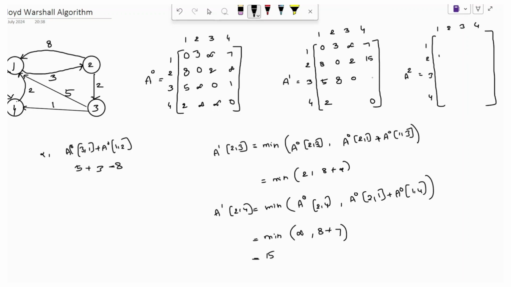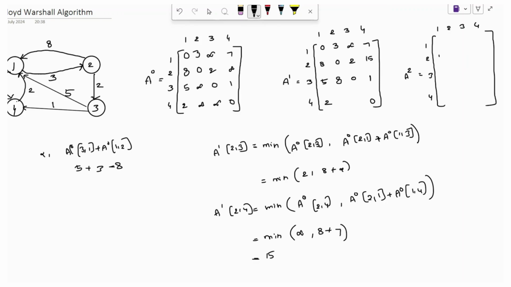So next 3 comma 4. Initial distance of 3 comma 4 is 1, right? So we have to do it through 1. A0 of 3 comma 1 is 5. Initial distance is 1. I am getting the first distance itself as 5. So anyway it is less, right? So I am going to keep it as 1.